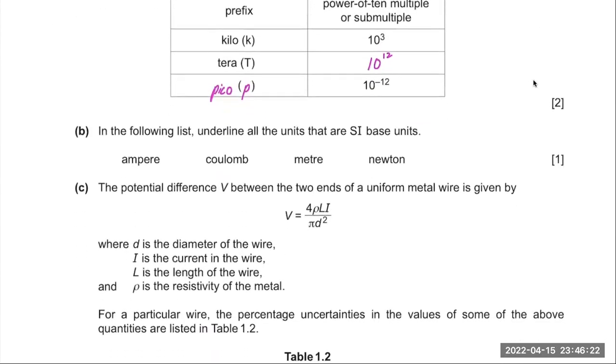Part B says, in the following list, underline all the units that are SI base units that cannot be further simplified into other units. So ampere is an SI base unit. Coulomb, even though some students have this misconception that coulomb is an SI base unit, but it's not. Coulomb is ampere second, because Q is equal to It. So we won't underline this. Meter is an SI base unit. Newton is kilogram meters per second squared, so it's not an SI base unit. So that was simple. The first two parts, pretty easy.